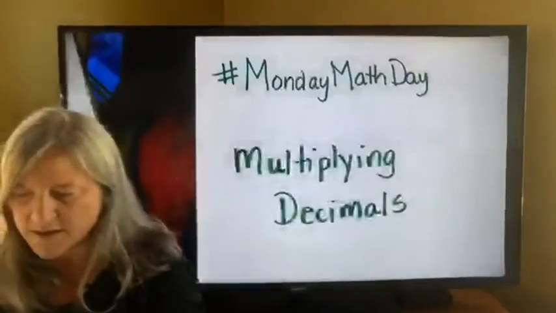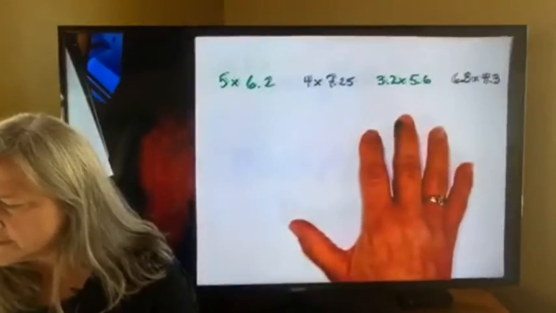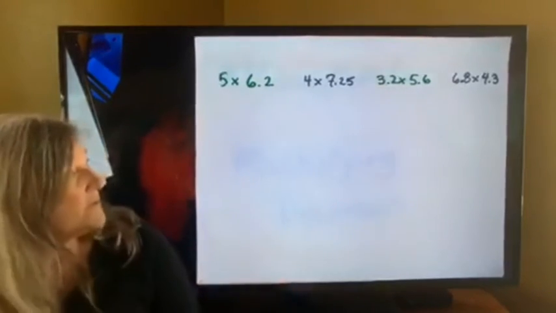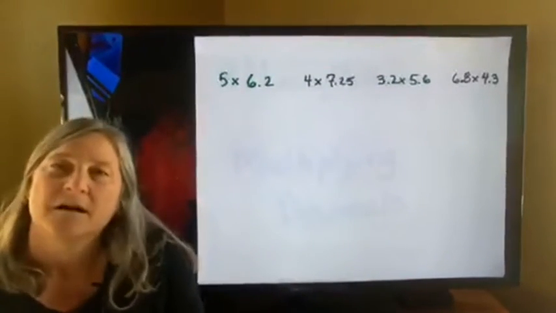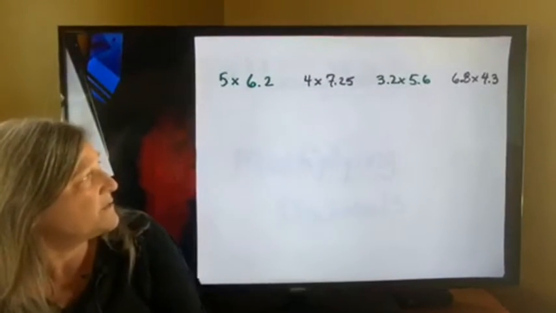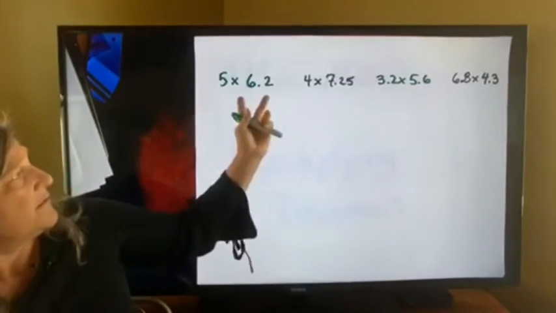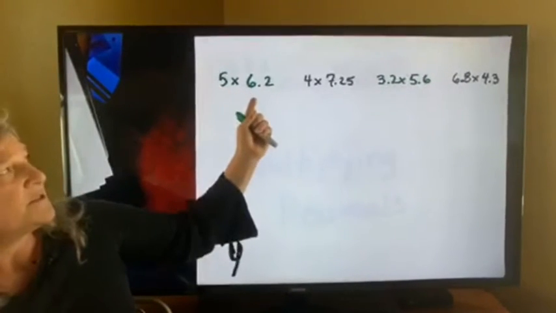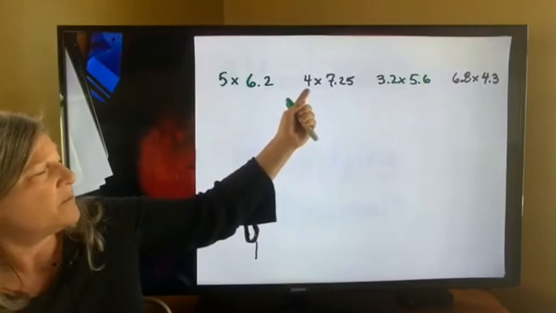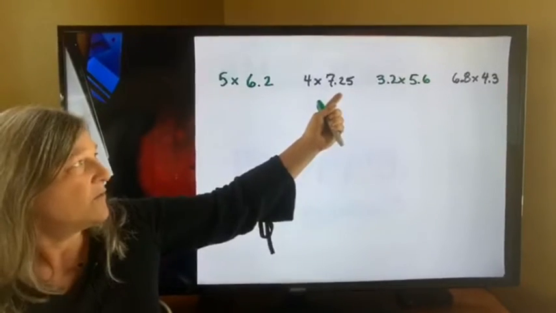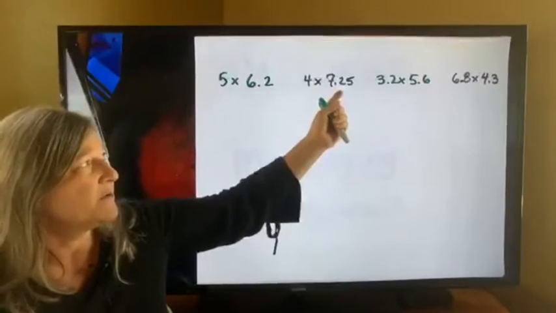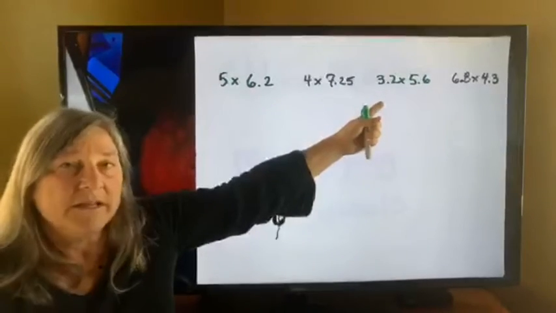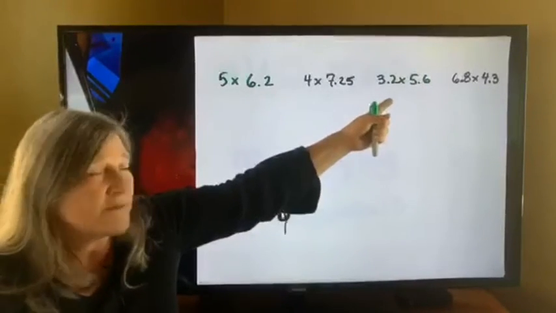So I'm going to start off with this. We have 4 problems here on multiplying decimals. The first 2 I've used as a whole number times a decimal number. So a whole times a part and a whole. And then down here later we have a part and a whole times a part and a whole.